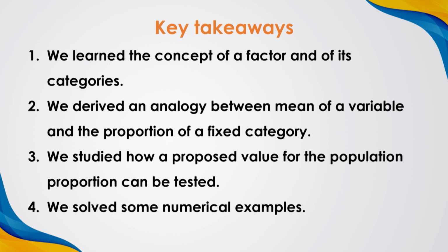Now, the key takeaways from this part: we learned the concept of a factor and of its categories. We derived an analogy between the mean of a variable and the proportion of a fixed category. We studied how a proposed value for the population proportion can be tested. We solved some numerical examples.